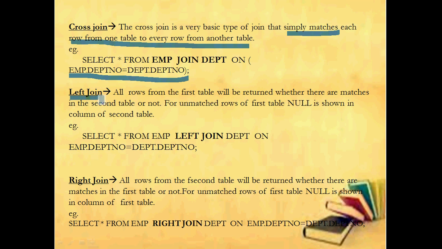Now the next type of join is left join. Left join is a particular join in which two tables are combined and all rows from the first table will be returned whether there are matches in the second table or not. So left join is all the values from the left table are taken. If there is a matching value in the right table, that is also taken, and the rest of the values are avoided from the second table.